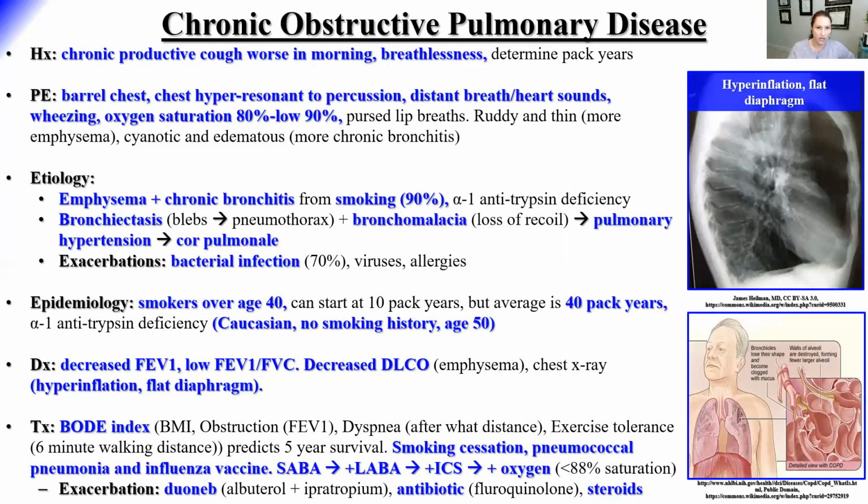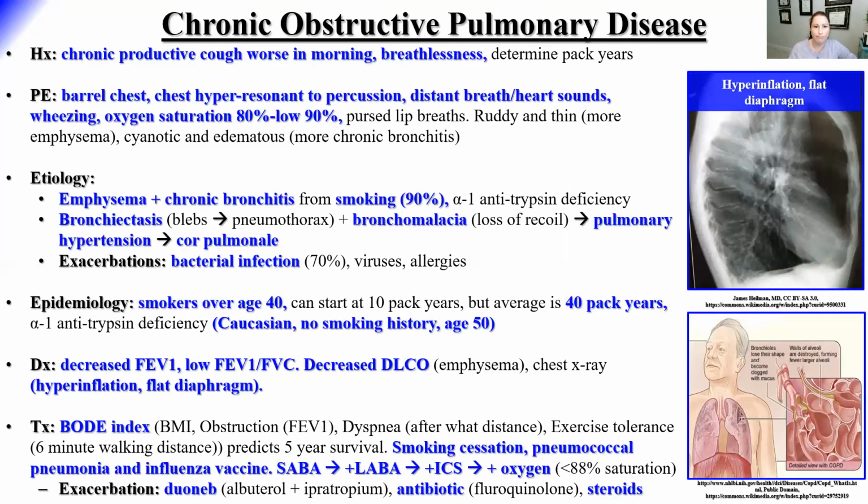Diagnostics, because it's obstructive, decreased FEV1, low FEV1 over FVC. That DLCO test, the diffusion of carbon monoxide test that we talked about, is going to be lower in the emphysema part of this. On chest x-ray, look at the top picture here. They have hyperinflation. You can see these very enlarged lung fields and a flattening of the diaphragm because that enlarged tissue is pushing the diaphragm downwards. And so you see that flat diaphragm in that picture.